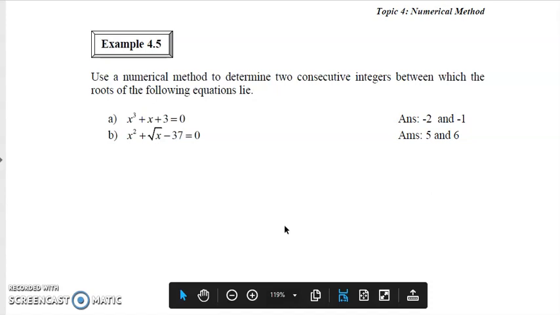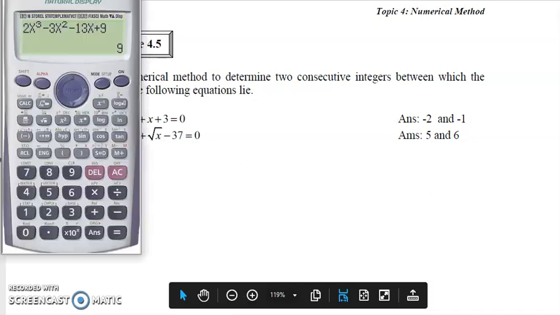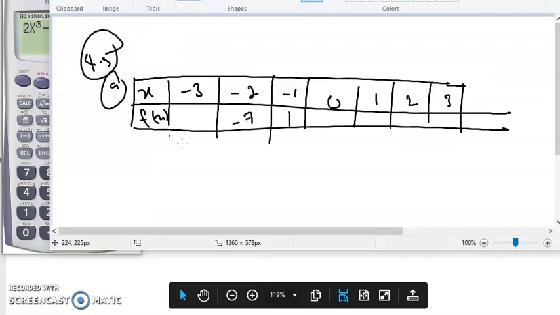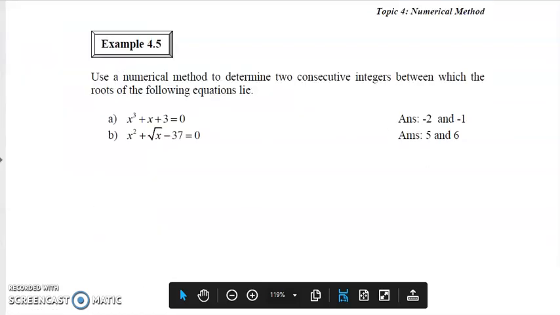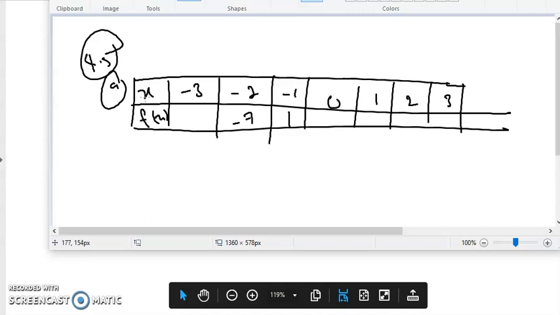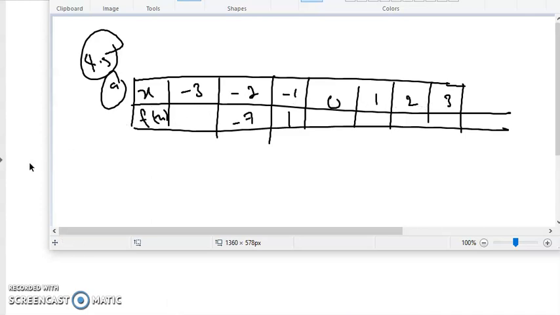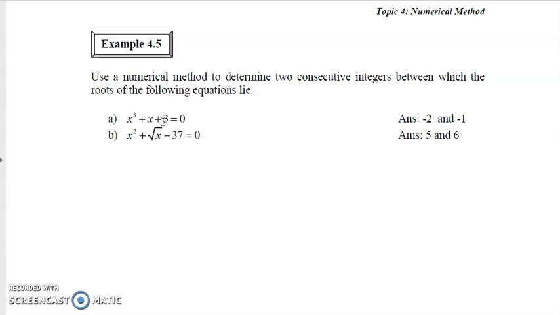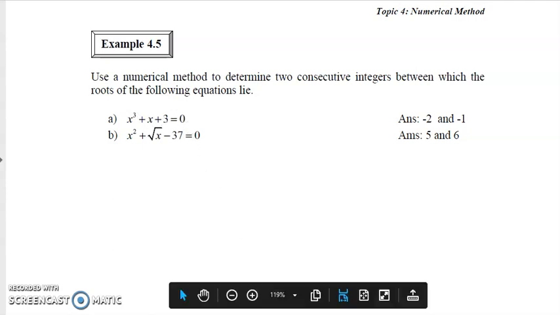Okay, having the same way, the first thing you need is your table. Sorry, not graph. For the first thing you need to have your table. If you try to look at here, we'll be having x is equal to -3, -2, -1, start from -3 until 3, and just try to substitute the value into the function x cubed plus x plus 3 is equal to 0 using your calculator.